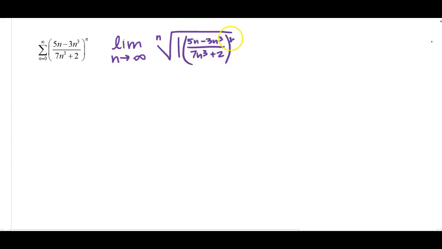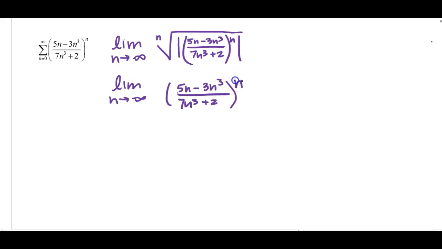All of that is to the nth power in absolute value bars. Well, here we are going to have this quantity being raised to the nth power as a positive quantity. So I'm going to go ahead and drop the absolute value bars. So the limit as n approaches infinity of 5n minus 3n cubed over 7n cubed plus 2, and then this is to the nth power.